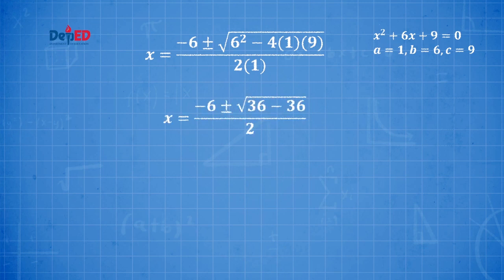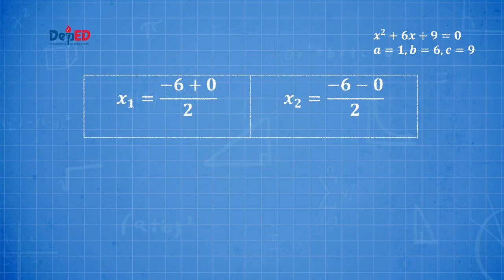Simplify. Under the radical sign, what appears now is 36 minus 36 because 6 squared equals 36. 36 is decreased by the product of 4, 1, and 9, which is equal to 36. The denominator becomes 2 now, since 2 times 1 is just 2. And since 36 minus 36 is equal to 0, 0 now appears under the radical sign. In the next line of solution, we see that the numerator is now expressed as negative 6 plus minus 0 because the square root of 0 is just 0.